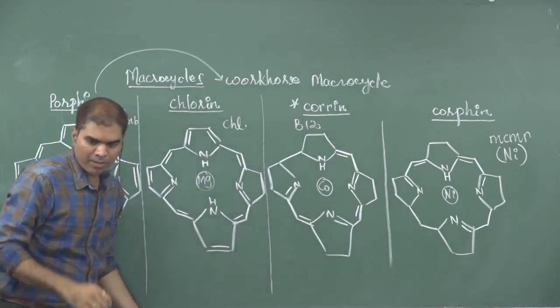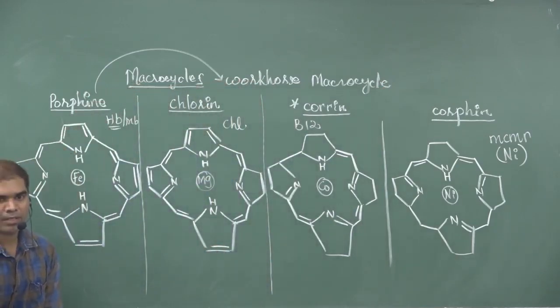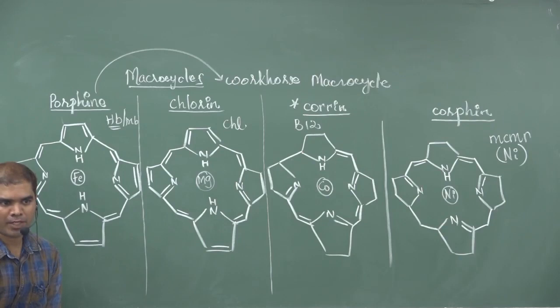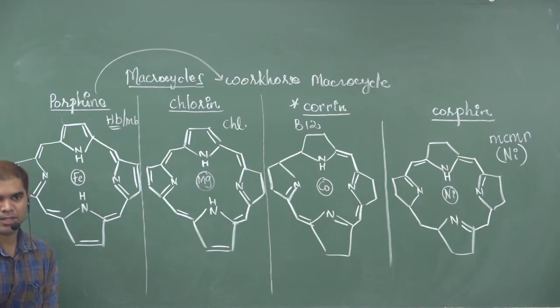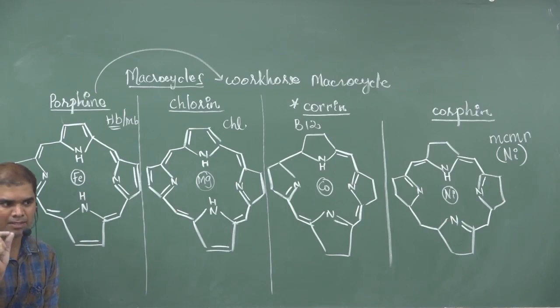Which is called the workhorse in chromatography? Different types of chromatography are there: gas chromatography, HPLC, column, and so on. TLC, thin layer chromatography, is called the workhorse chromatography because it is used to the greatest extent. That will come in chromatography anyway.